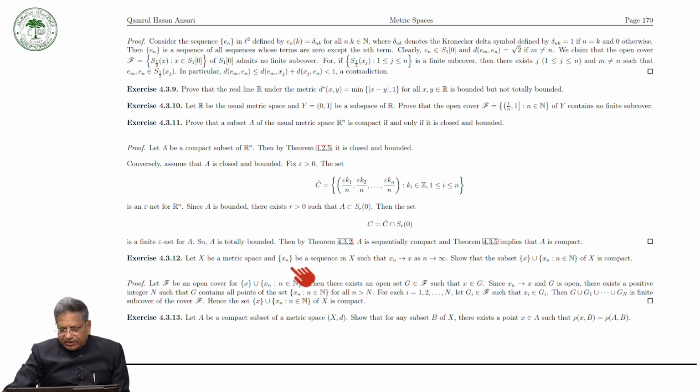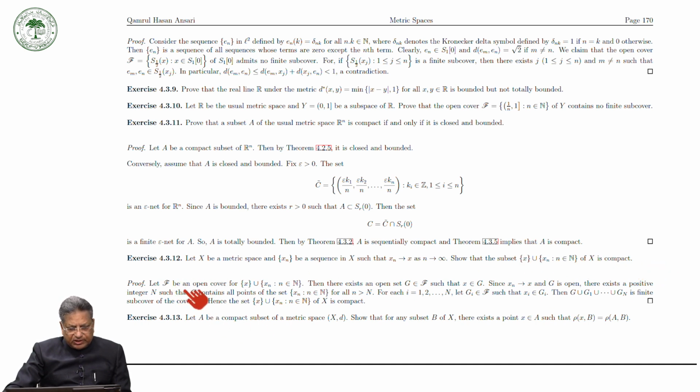So what we are taking is the range set of the sequence and the limit point. The union of the limit point and the range set of Xn forms a compact set. So we can see how to use that this is compact.